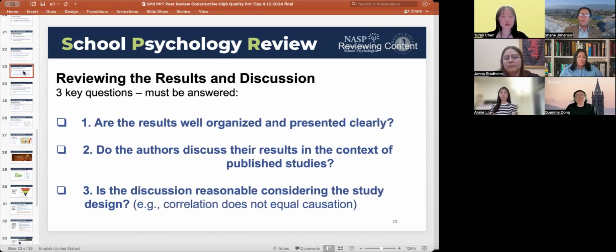Okay, then reviewing the results in the discussion. Again, 3 quick pro tips there. Are the results well organized and presented clearly? Do the authors discuss their results in the context of the other published studies, available literature, right? And then also, is the discussion reasonable considering the study design? For example, correlation does not equal causation.